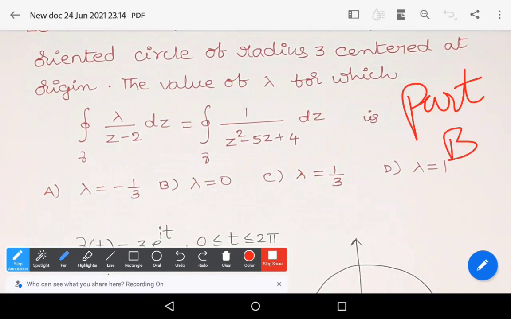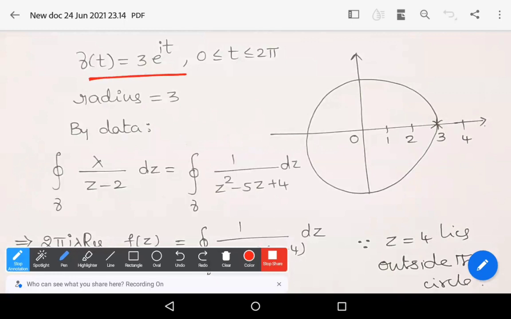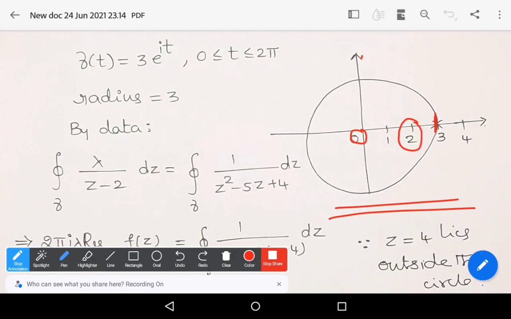Observe that. So here the very important thing is the radius of the circle is 3. That is the very important point here. Gamma of t equals 3 e power it and radius is equal to 3. By using radius 3, I draw a circle, centered at origin, having radius 3 units. So it is very clear, 2 is an internal point of the circle. 1 is also an internal point of the circle. Means 1 and 2 lie inside the circle.